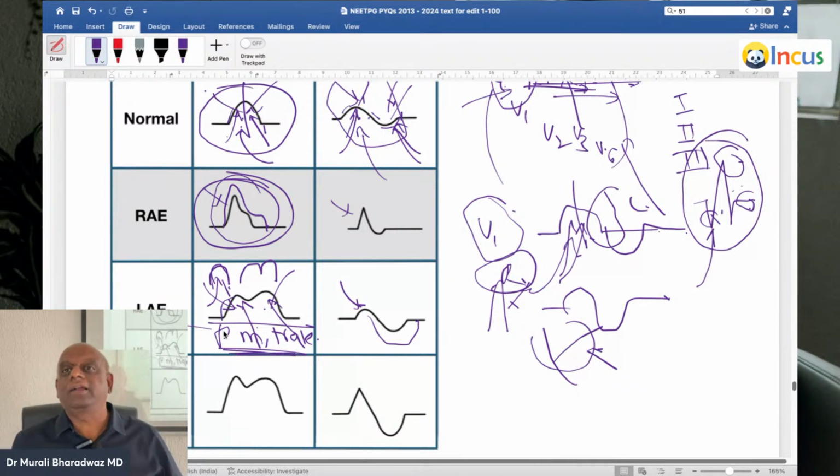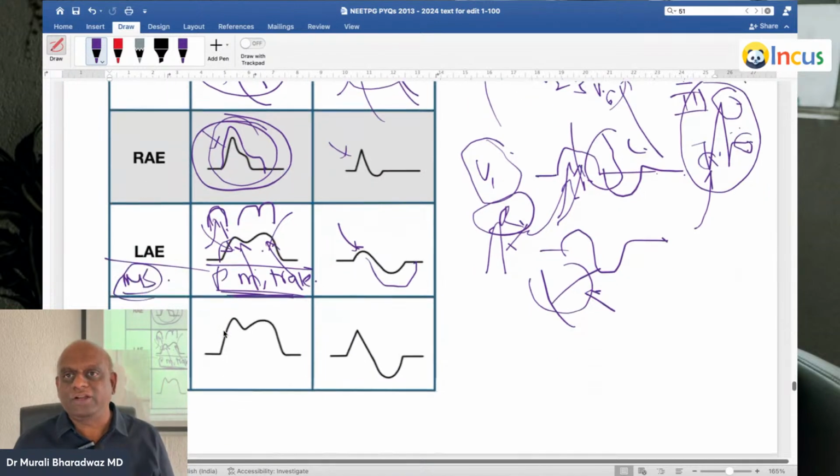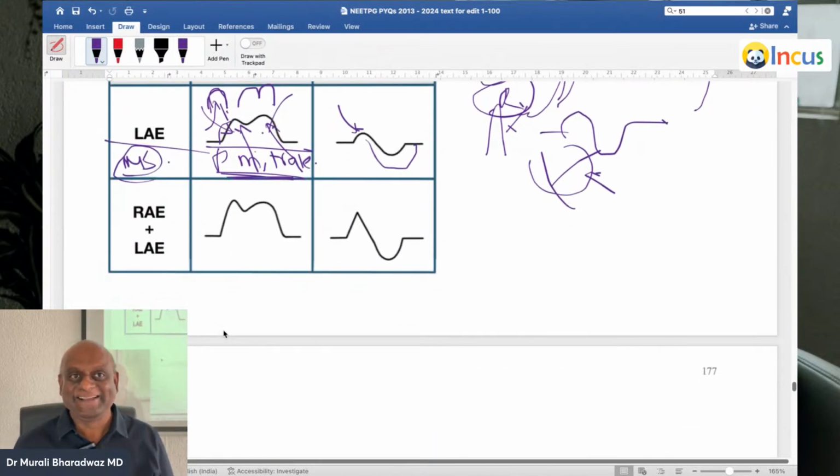How do you calculate heart rate? Between two R waves. If it is a very high heart rate, 1500 divided by small boxes. So how did we arrive at that calculation?